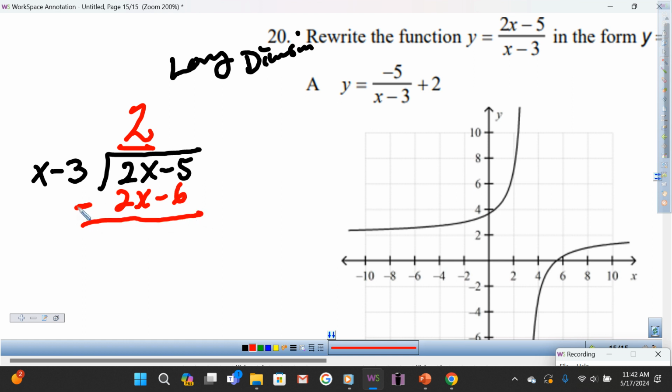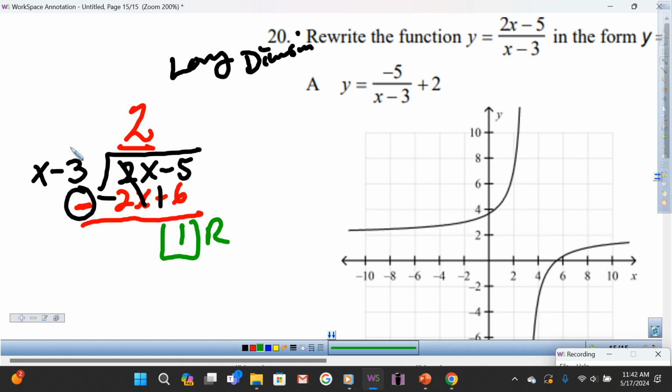Subtract. Look up, please. Don't forget, whenever you're doing the subtraction here, circle it so you remember to distribute here and here to both. That negative we're distributing. So this cancels, and we're left with 6 minus 5. What is 6 minus 5? 1 is our remainder. Okay?